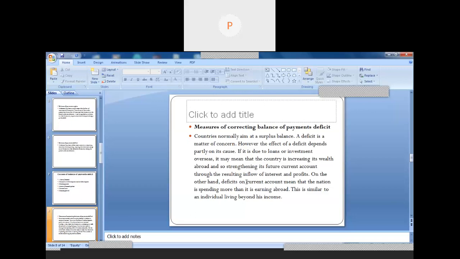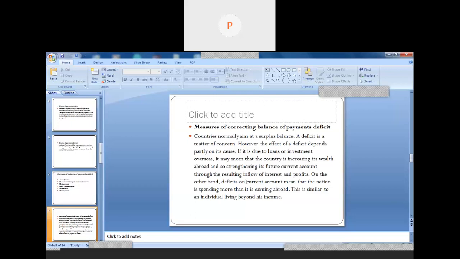Now the question arises, how to correct this? What are the measures to control balance of payment deficits? I'm just reading out from this slide what I've written. Countries normally aim at a surplus balance. It is obviously very true. We always want to have a surplus balance. A deficit is a matter of concern.